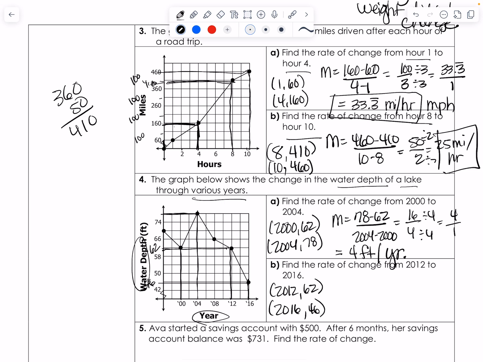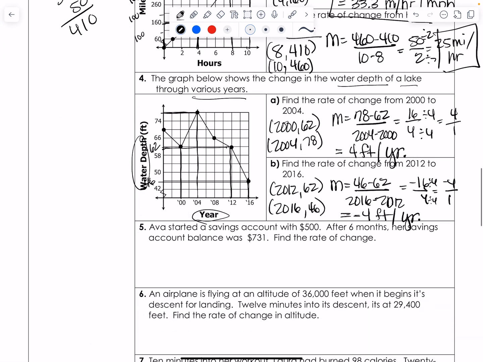Okay, so 46. So if we have m equals 46 minus 62 over 2016 minus 2012, that's going to give me a negative 16 over 4, which gives me a negative 4, because if I divide by 4 over 1, it would give me a negative 4. So my answer is going to be equal to a negative 4 feet per year.